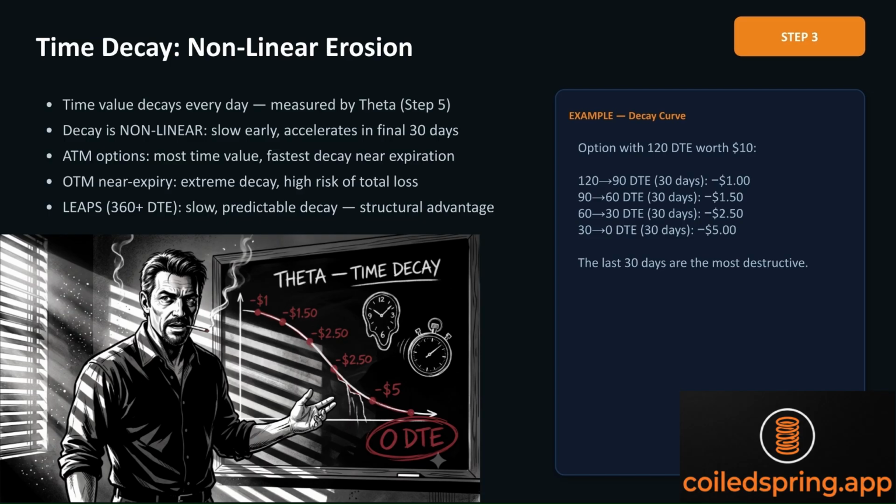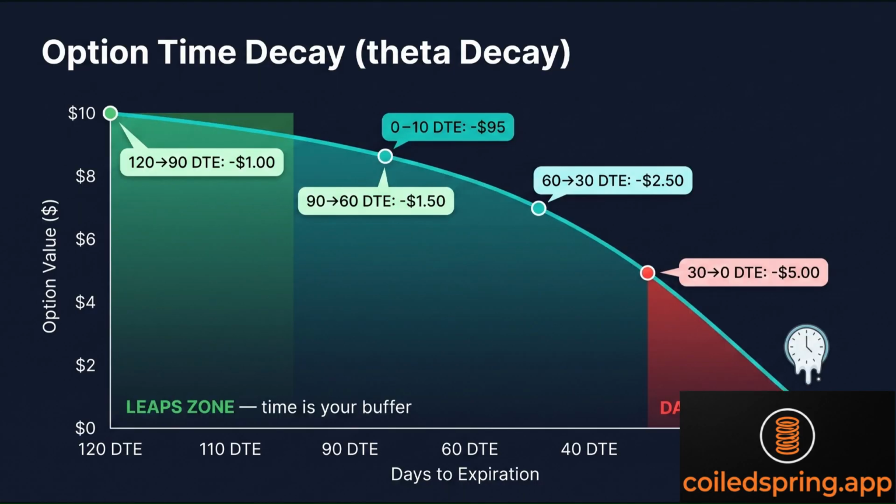Logical, and completely wrong. Time decay is nonlinear. It accelerates. It's slow and almost polite at the beginning, and then it becomes brutal in the final weeks. The curve looks like a ski slope that starts almost flat and then drops off a cliff near expiration. If you don't understand this, you will watch your positions bleed out in the last 30 days without knowing why. Let me walk you through the example on the right and show you exactly what I mean.